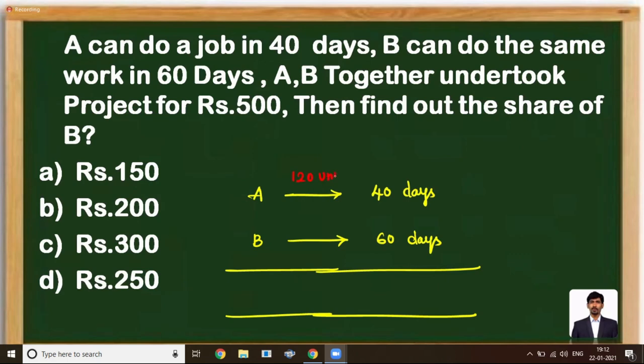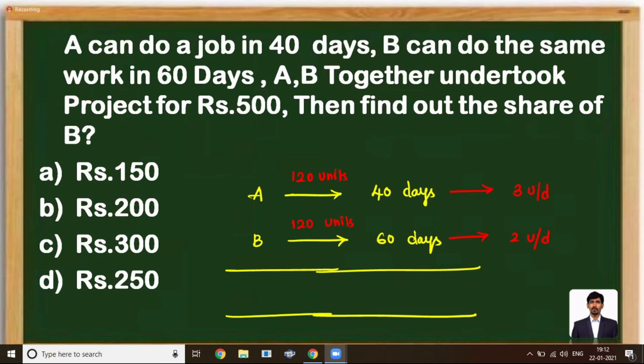LCM of these numbers is 120. Let's assume total work is 120 units. A is capable of finishing 120 units in 40 days. That means he can finish 3 units in 1 day. B is capable of finishing the same 120 units of work by taking 60 days of time. That means he is able to finish 2 units in 1 day. So now, as per the data, find out the share of B is the question.